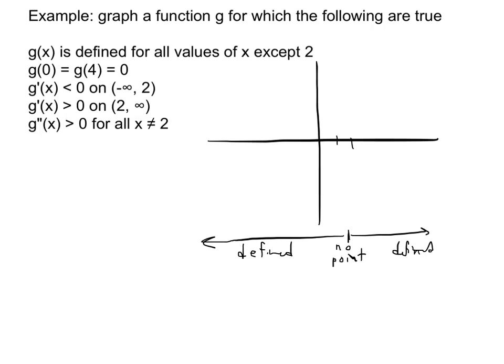Right? But because they said that g of x is not defined at 2, I should expect to see no point at all here at 2. Right? Next up, it says g of 0 equals g of 4 equals 0.